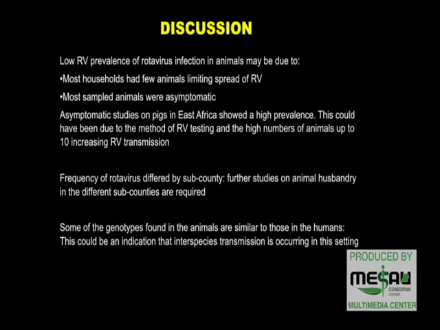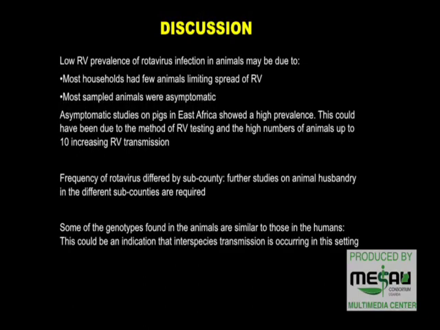So in this study we noticed that we found a low prevalence of rotavirus infection, and the reason for this may be explained by the few animals found in these households. Remember we said each household had 1 to 2 animals, so that limits the spread of rotavirus infection. Also, most of the animals we sampled did not have symptoms. Although some studies in East Africa that studied asymptomatic pigs found a high prevalence of rotavirus infection, the difference between their results and ours would be explained by the fact that they had a high number of pigs, up to 10 animals, so maybe that's what increased the rotavirus transmission.